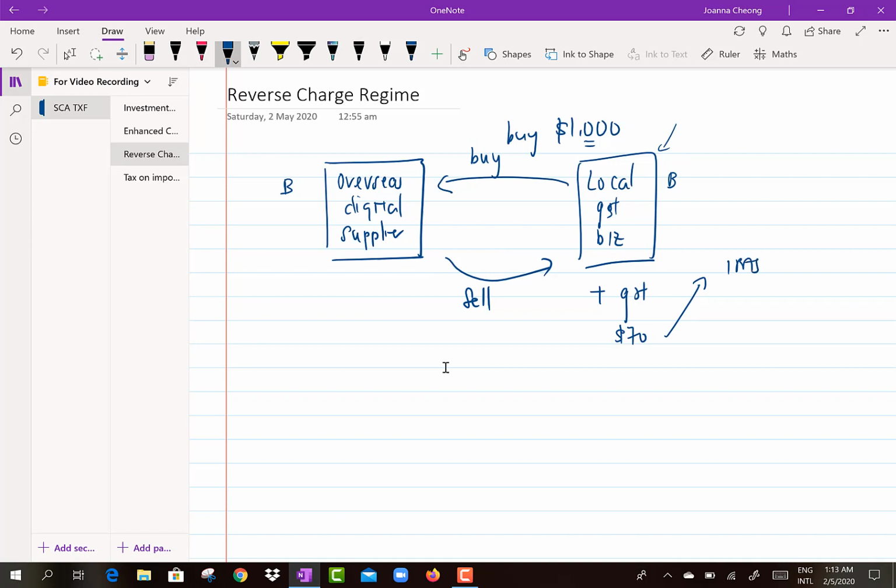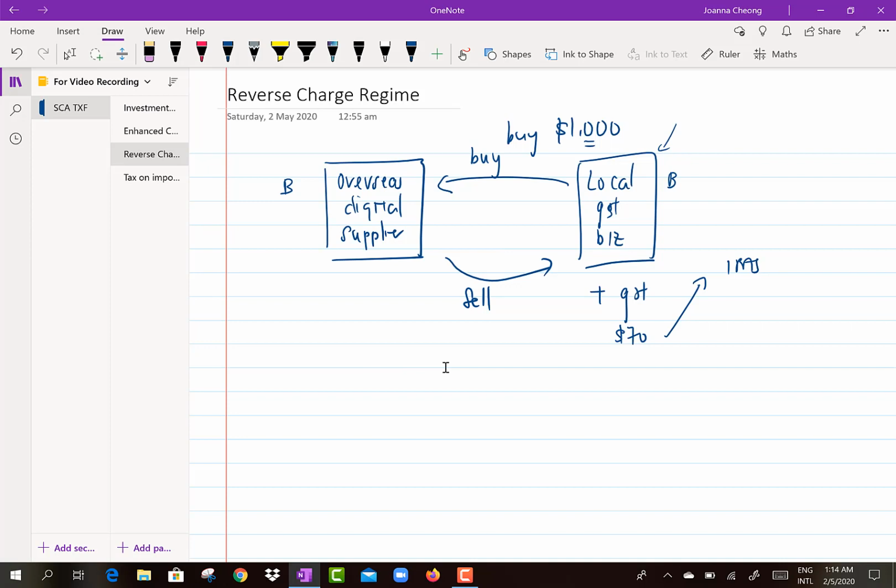Now usually what happens is this: when you buy something from a GST registered supplier, the GST registered supplier should charge the buyer GST. But now the seller doesn't charge. It is the opposite: the buyer will charge themselves. That is why it's called reverse charge. And this $70 will be collected on behalf of the overseas digital supplier and given to IRAS.